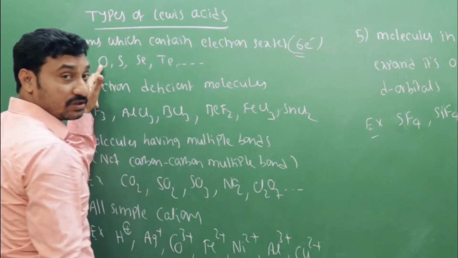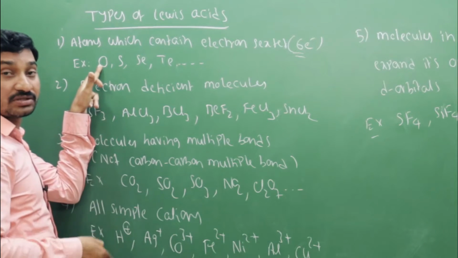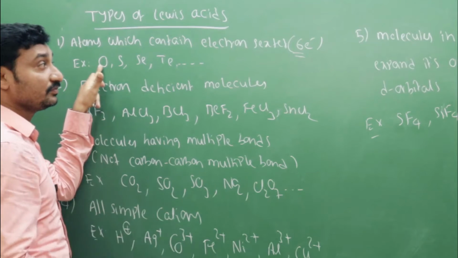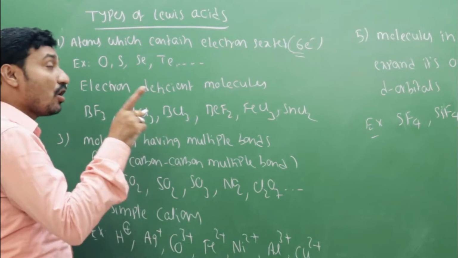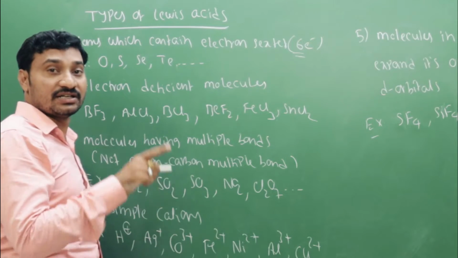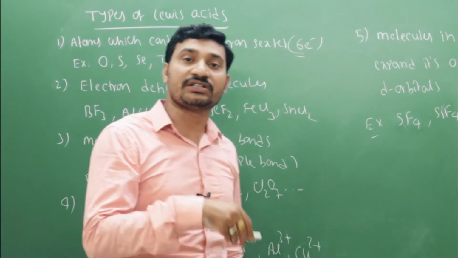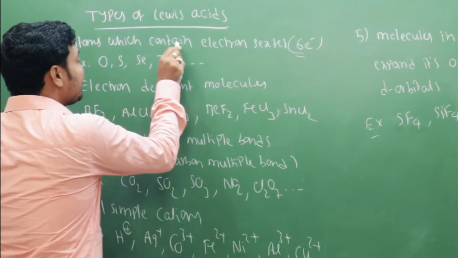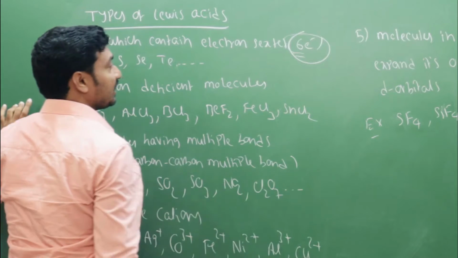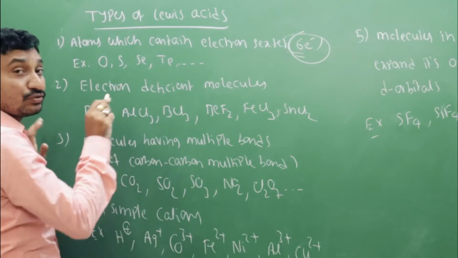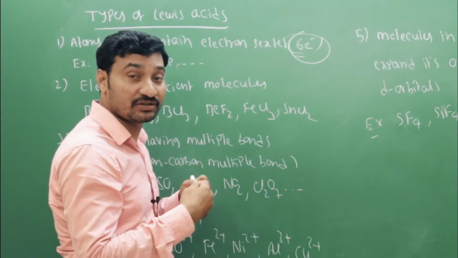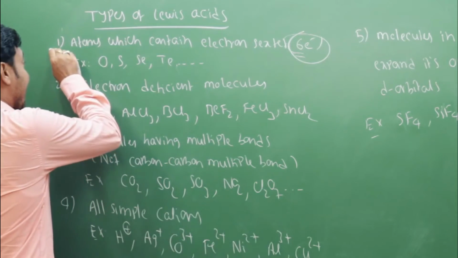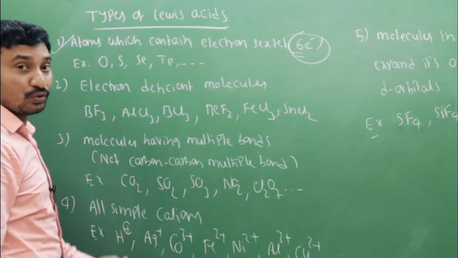Oxygen has 6 electrons. Now if it accepts a pair of electrons from the other substance, it will become stable. Why? Because then oxygen contains 8 electrons in the valency shell, stable. Generally, those which follow the octet rule, the atoms or molecules are stable, right? So that's why atoms which contain an electron sextet, that means 6 electrons in the valence shell, act as Lewis acids because they are ready to accept a pair of electrons and will get octet configuration, then will become stable. So that's why they accept a pair of electrons and act as Lewis acid.